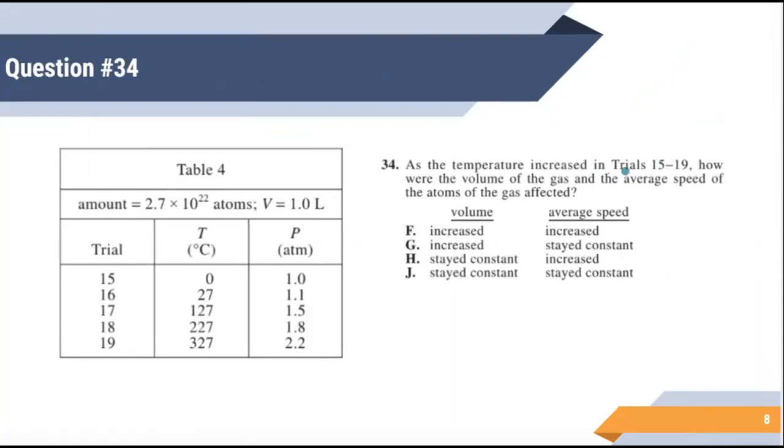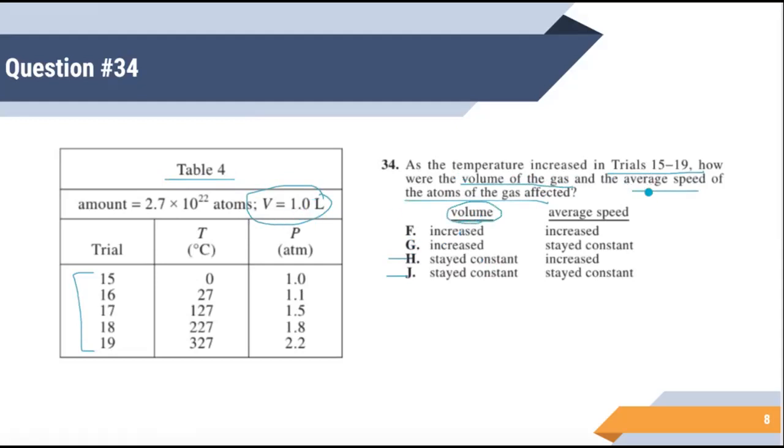34 asks about trials 15 through 19. So I know I'm looking at table 4, that's trials 15 through 19. And they say, how were the volume of the gas and the average speed of the gas affected? All right, volume we see in table 4 was constant. It's going to have to be either H or J for volume. Okay, it stayed constant. They're both at 1 liter for volume.